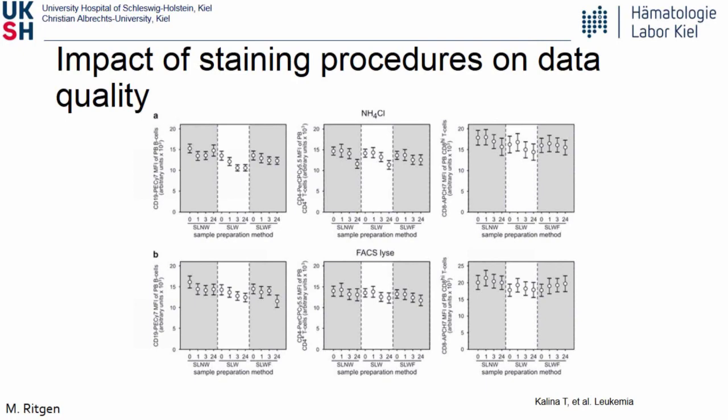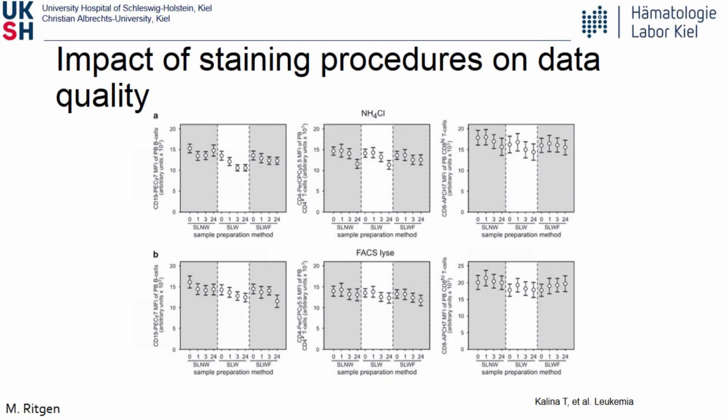But first of all, I would like to show you some data which shows that standardization is very important. In this slide, you see different kinds of lysing protocols used, and the implications for the expression level of different antigens. In the upper part, CD19, CD4, and CD8 are quite stable and highly expressed antigens on normal and even malignant cells. And you see different staining procedures and the time between staining and measurement.